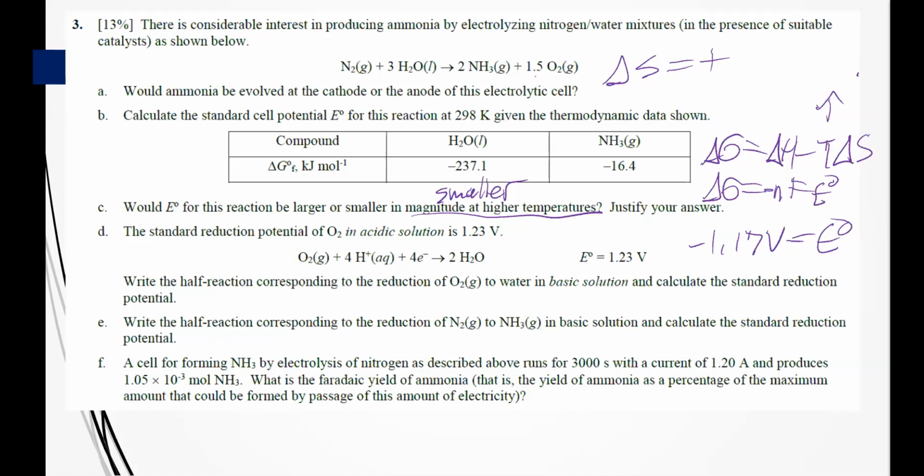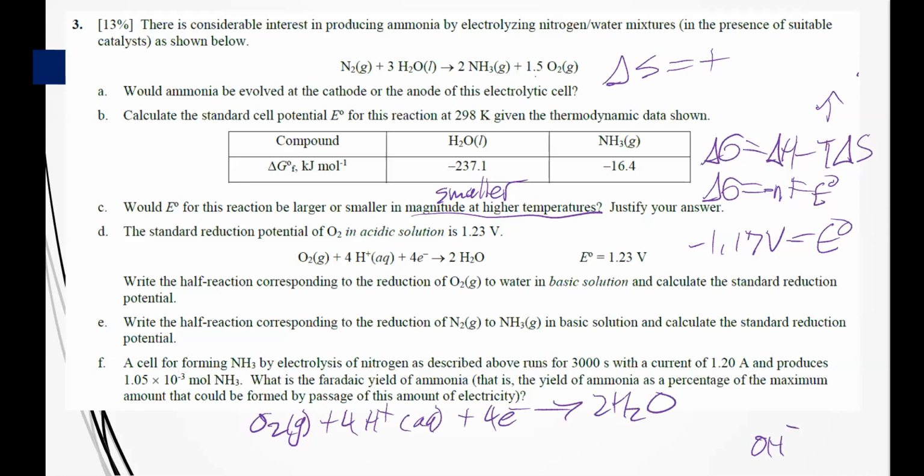Now, for D, it's saying that the standard reduction of O2 in the acidic solution is 1.23 volts, but they want us to write it in a basic solution. So what do we need to do for a basic solution instead? Can we have these H pluses floating around in there? No, right? So instead of H pluses, we basically need to put in hydroxides.